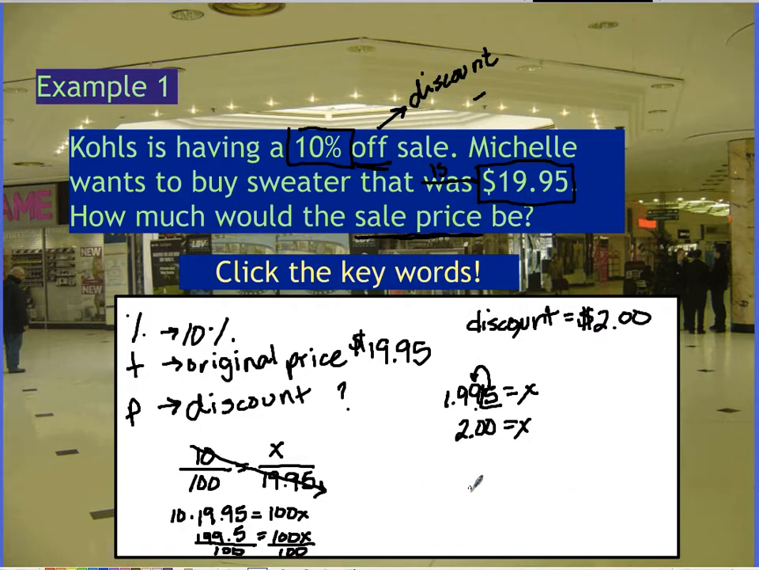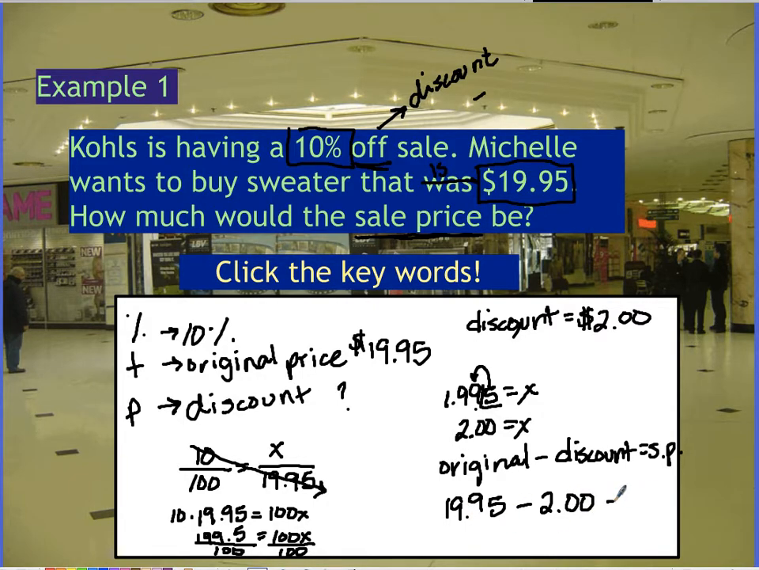So the sale price is going to be my original cost minus my discount, and that is going to give me my sale price. And of course, in order to subtract, we have to subtract apples from apples, and since my original price is in dollars, I had to find my discount in dollars, so I changed it from a percent to dollars and found out that it was $2. So my sale price is then going to be $17.95.